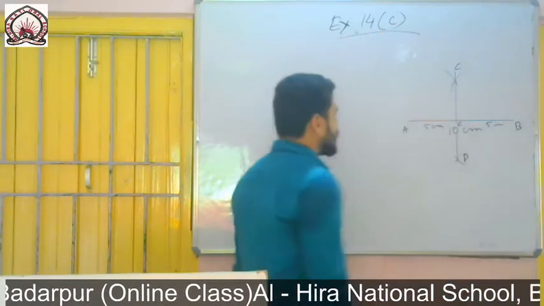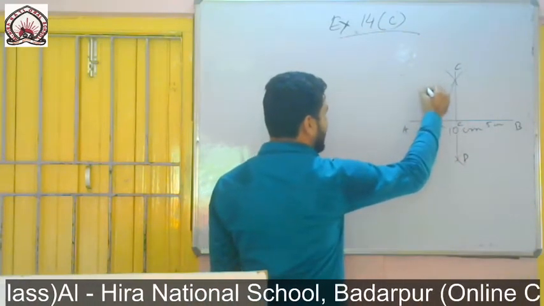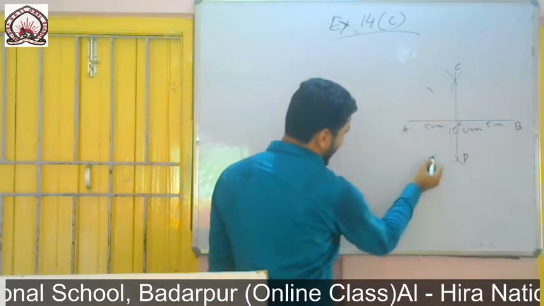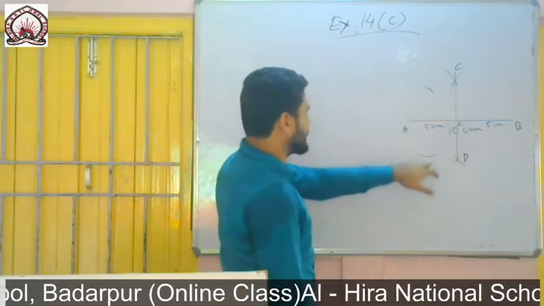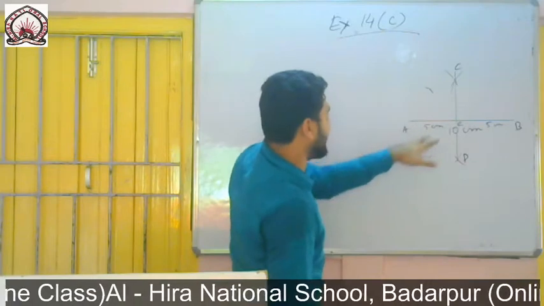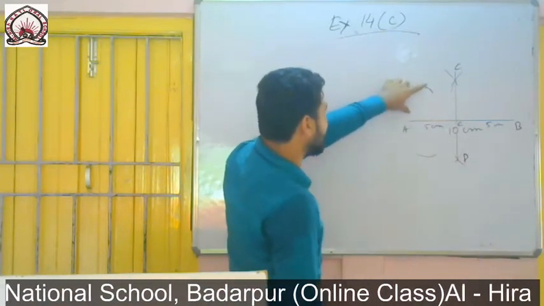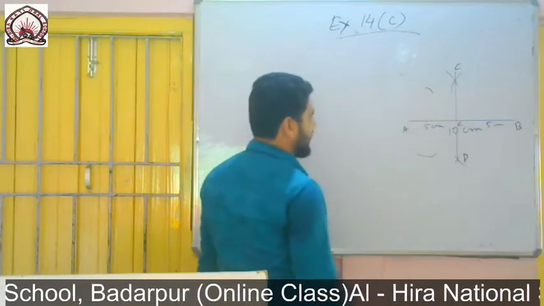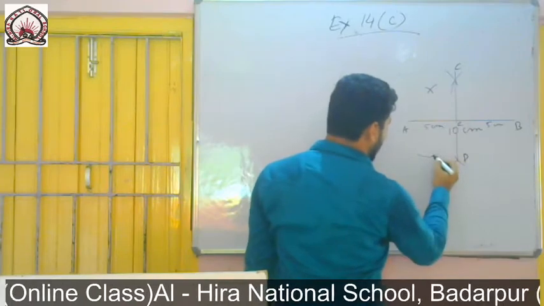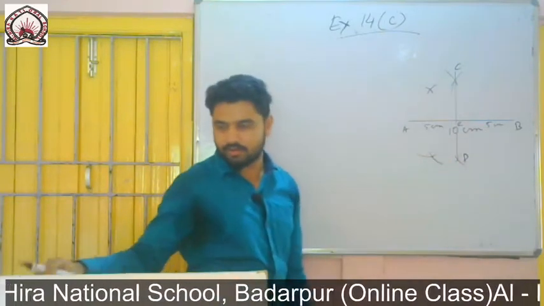You take 2.6 and draw an arc. Draw 2 arcs here, it will cut like this. You place your compass at A and take more than half of AE, like 2.6 centimeter, and draw 2 arcs. And again from E, you cut this arc and this arc. Now you join this.